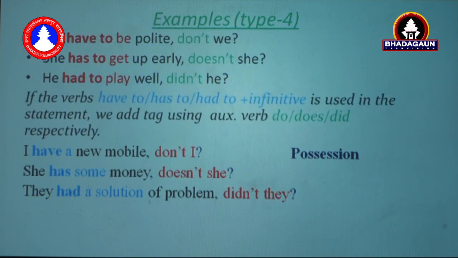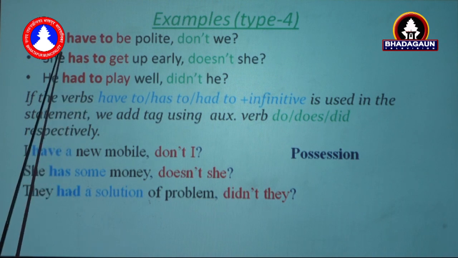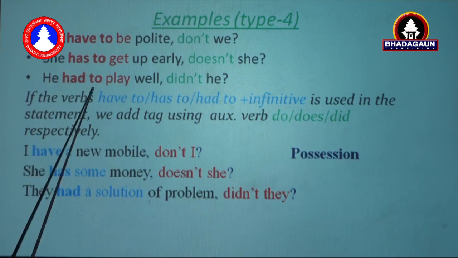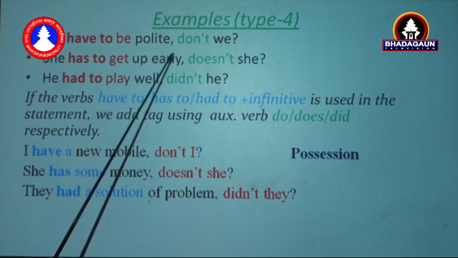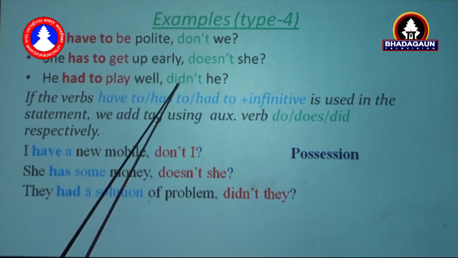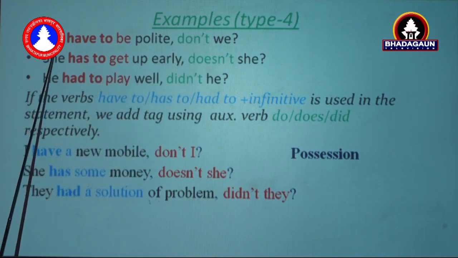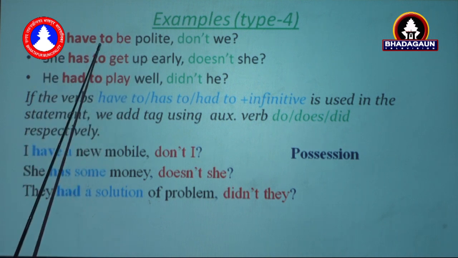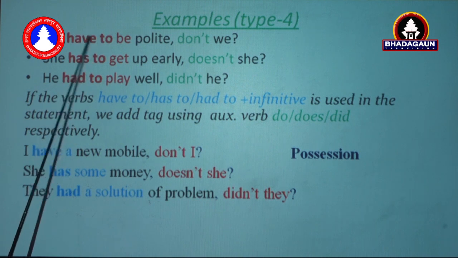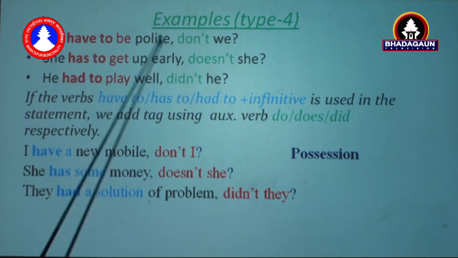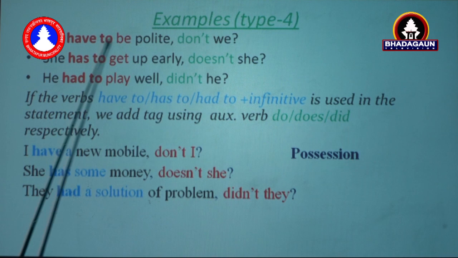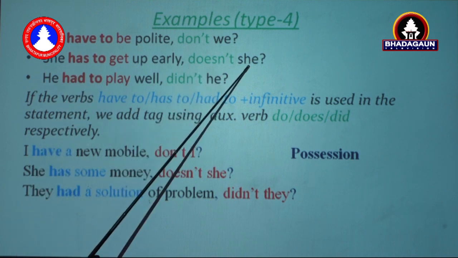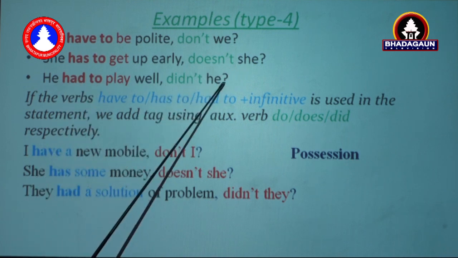Next one, regarding the case of have to, has to and had to. When we see have to, has to and had to in the statements, we use do, does, did respectively. Observe these examples and find the rule yourself. We have to be polite. Have to is used, not have plus verb 3. Have to means do, don't we. Has to, doesn't she. Had to, didn't he.